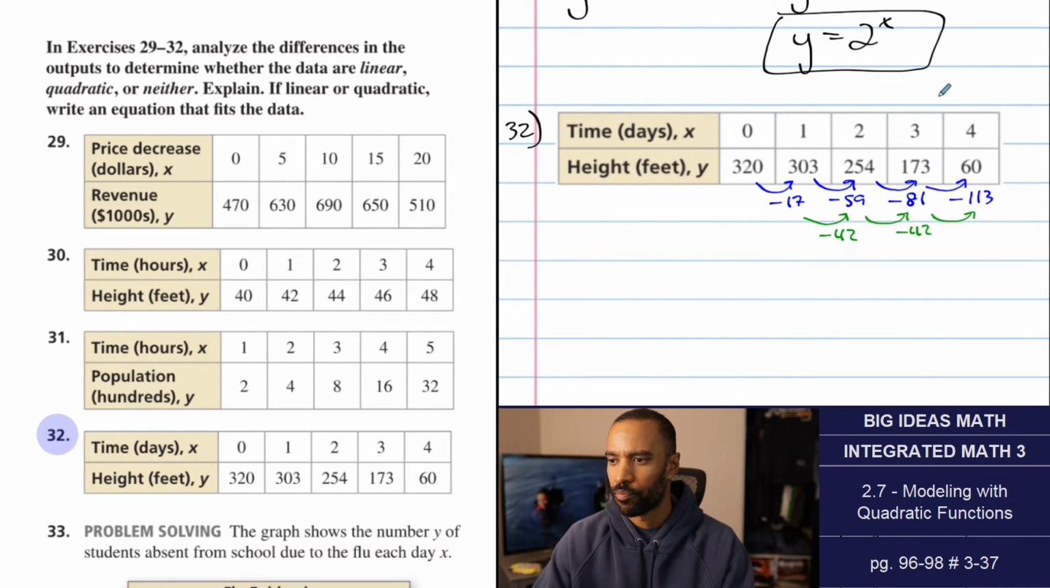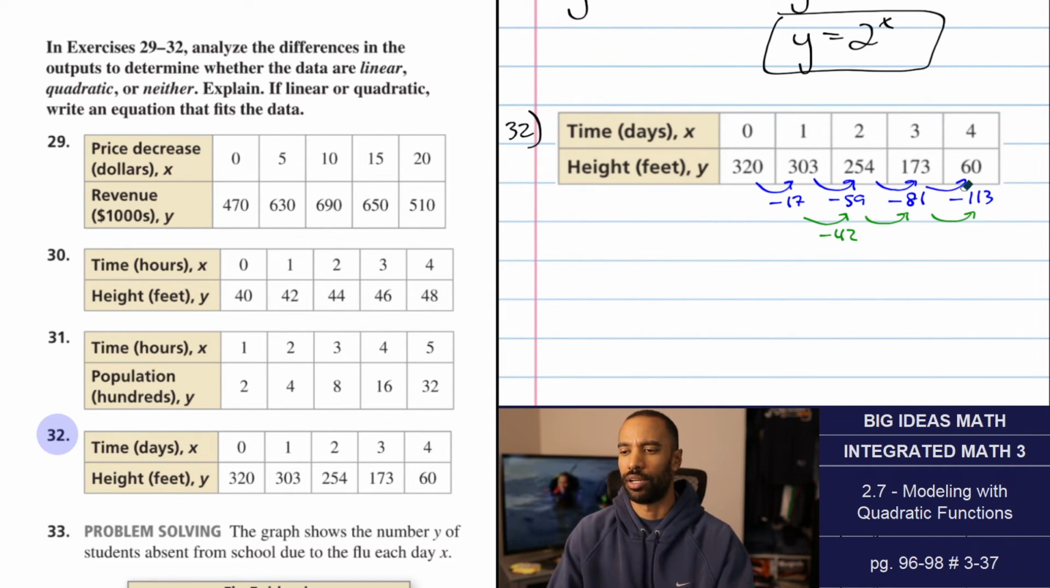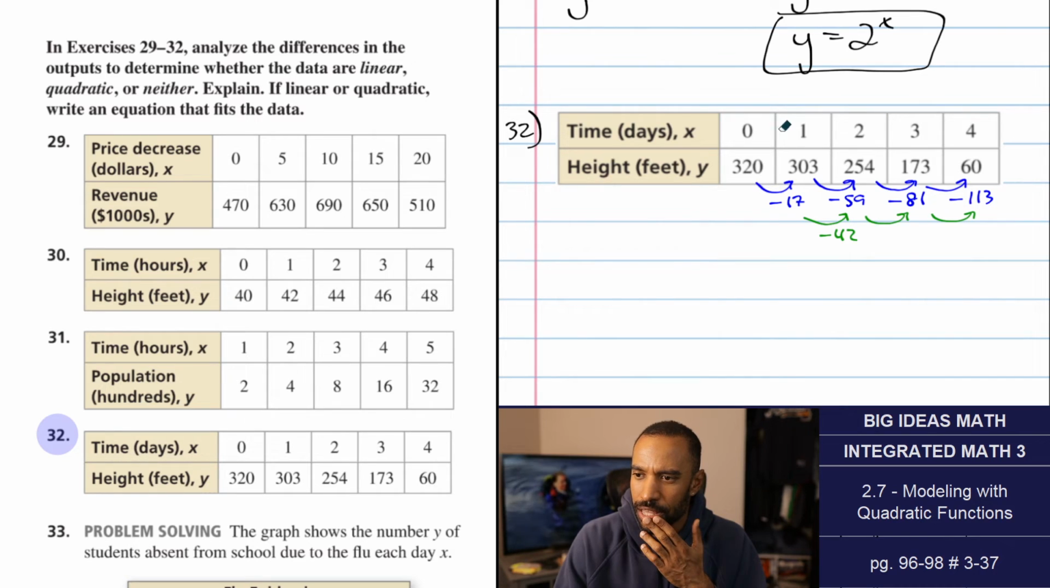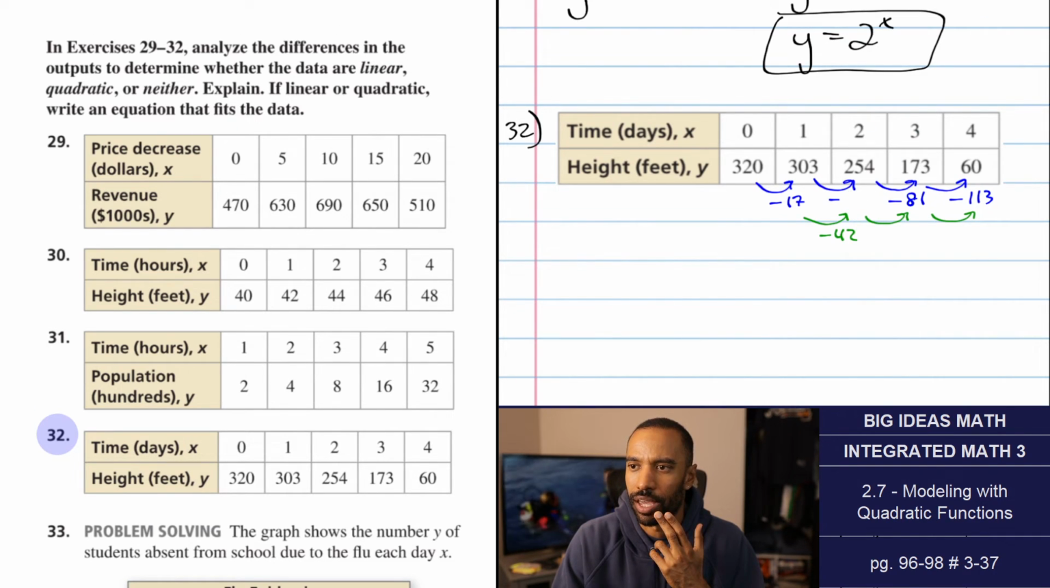Minus 42. Why did it say minus 42 here? From negative 59 to negative 81, that's minus 22. Hold on. Is this anything? 320. Let me do this on the calculator. I might have totally messed up here. 320 minus 303. I don't know why I'm having trouble with that. Is 17. 303 minus 254 is 49, not 59. Okay. 49.